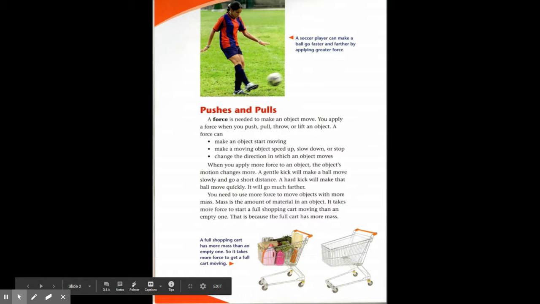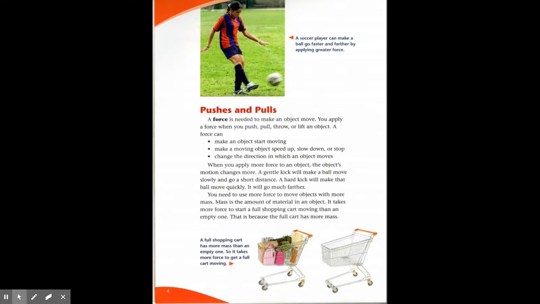A soccer player can make a ball go faster and farther by applying greater force. Pushes and pulls. A force is needed to make an object move. You apply force when you push, pull, throw, or lift an object. A force can make an object start moving, make a moving object speed up, slow down, or stop, or change the direction in which an object moves. When you apply more force to an object, the object's motion changes more.